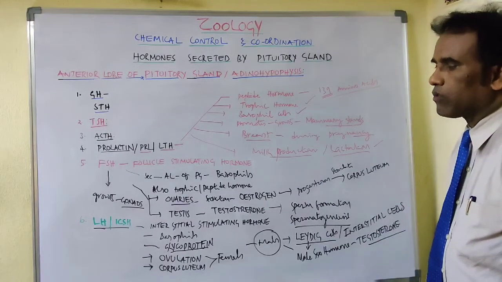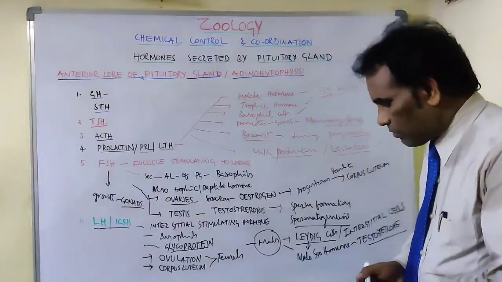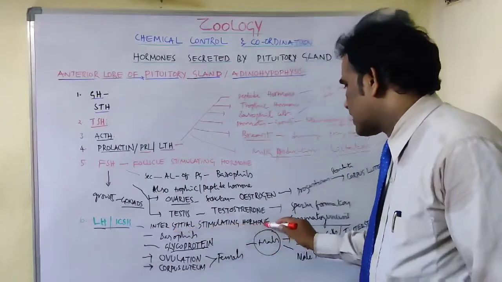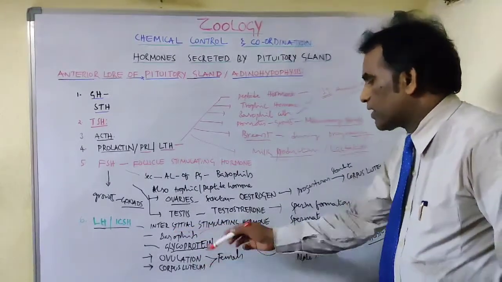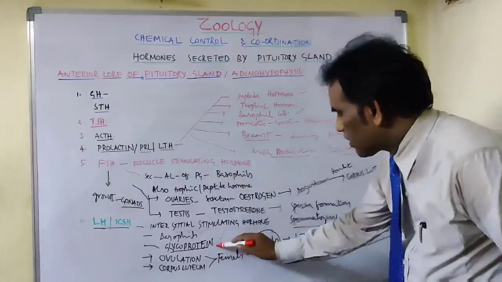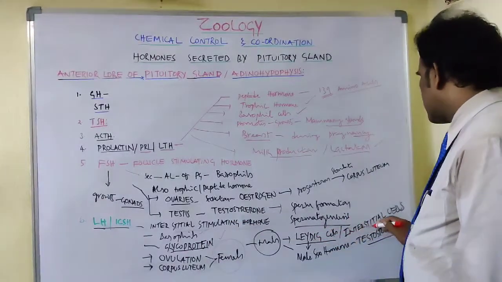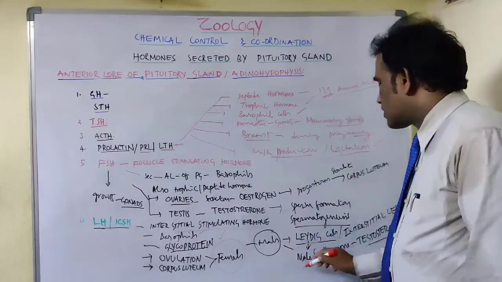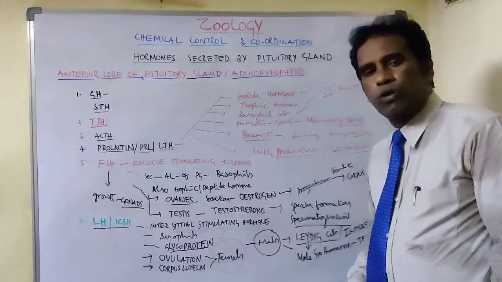So this is about LH. LH means luteinizing hormone. It is also called interstitial cell stimulating hormone, and it is secreted by the basophil cells. It is a glycoprotein. It is mainly concerned with ovulation and development of the corpus luteum in females. But in males, it stimulates the Leydig cells or interstitial cells for the secretion of the male sex hormone called testosterone. I hope you all understand this.